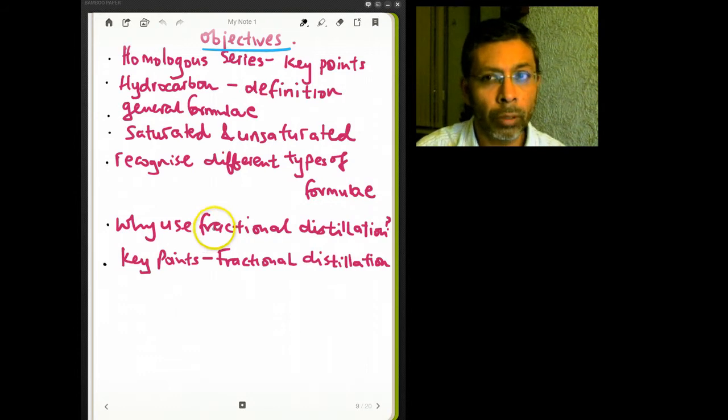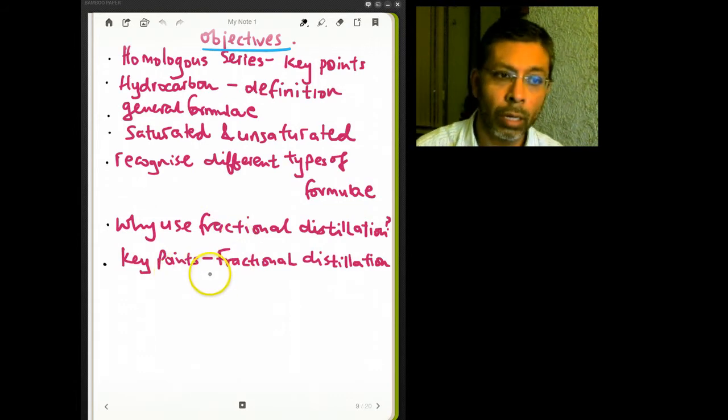You've probably come across molecular formulae already, empirical formulae, but let's just recap what structural means, what displayed means as well. And then we'll finish off with what fractional distillation does. Why is it used to separate crude oil? How does it do that? And then we need to know the key points in fractional distillation.